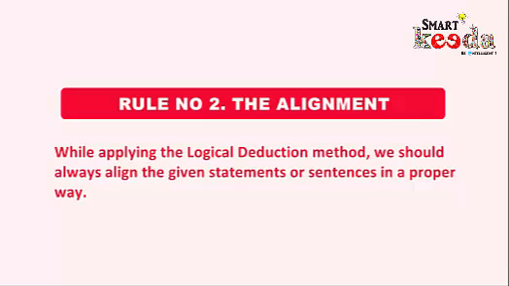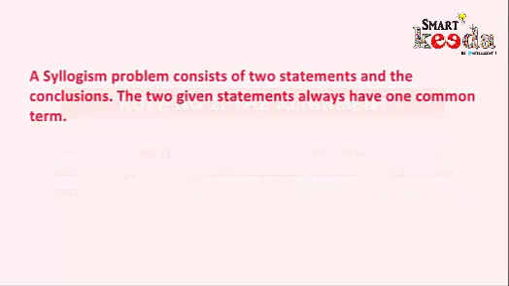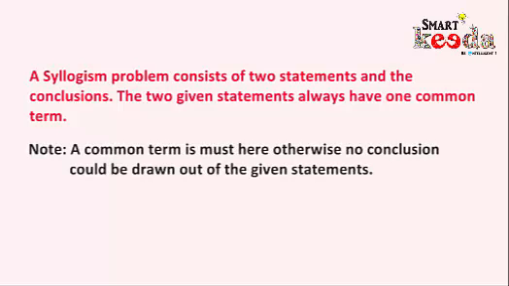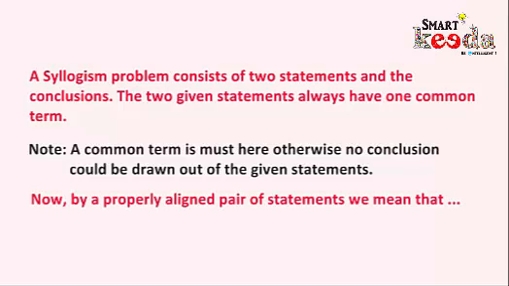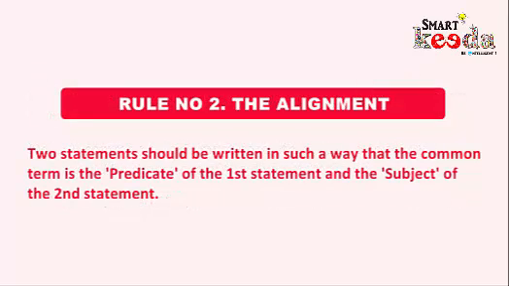Now what do we mean by aligning the given proposition or statement? You must have seen that a syllogism problem consists of two statements and the conclusions. The two given statements always have one common term. A common term is a must here, otherwise no conclusion could be drawn out of two statements. Now by a properly aligned pair of statements, we mean that two statements should be written in such a way that the common term is the predicate of the first statement and the subject of the second one.